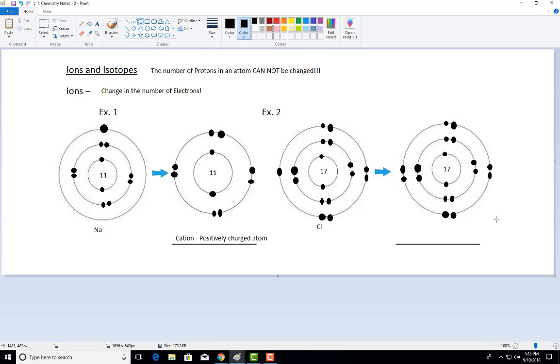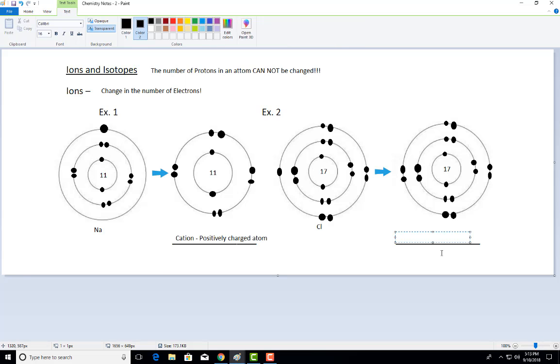It's got more electrons, so it's got more of a negative charge. So rather than being a positively charged atom, this is going to be a negatively charged atom. We call this an anion. An is like anti, as in against, which is kind of a way to negate, a negative thing. And so this is a negatively charged atom.